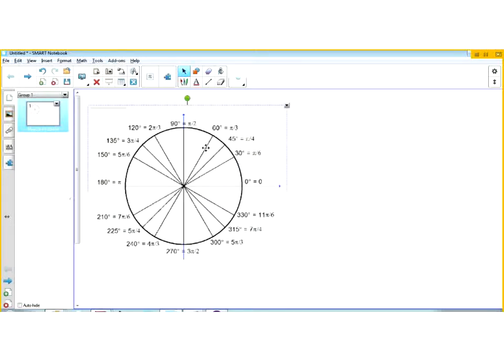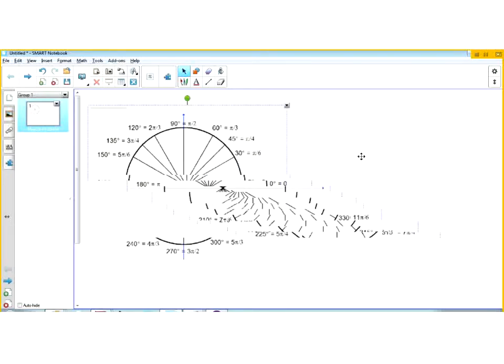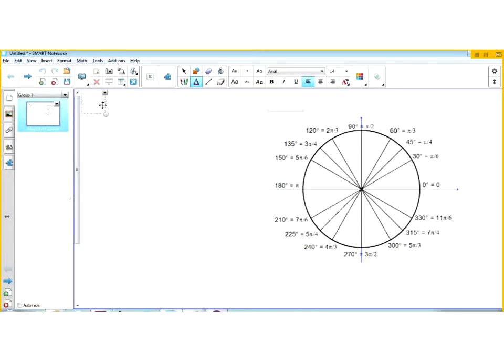Okay, I better give this lecture a title before I get started. So this is Chapter 2 continued, and we're going to be talking about graphing trigonometric functions.